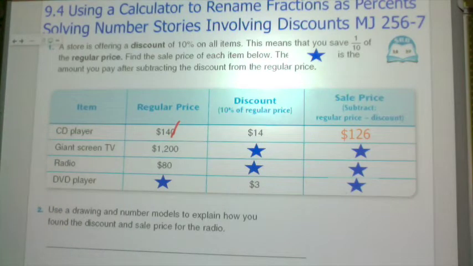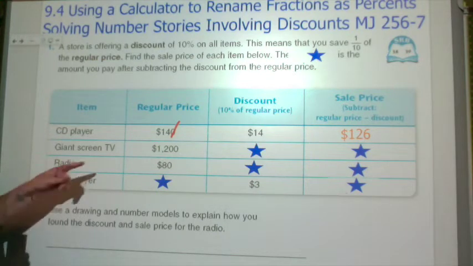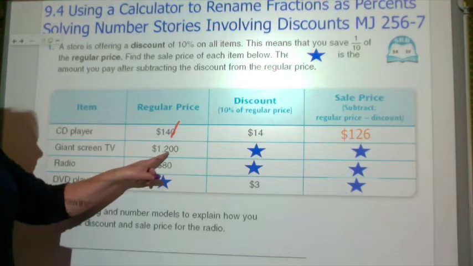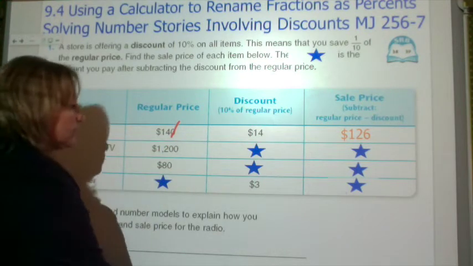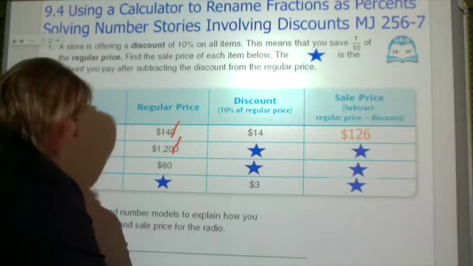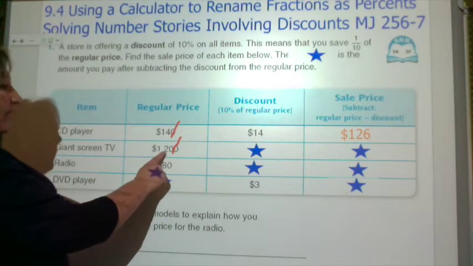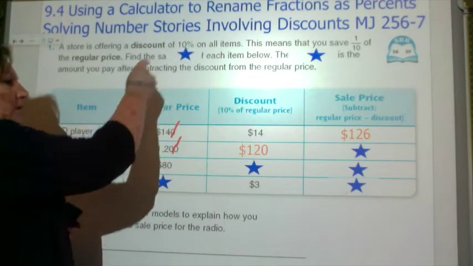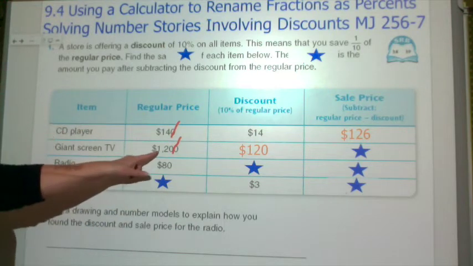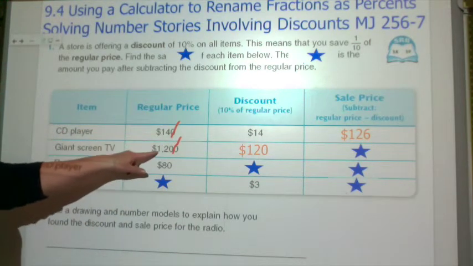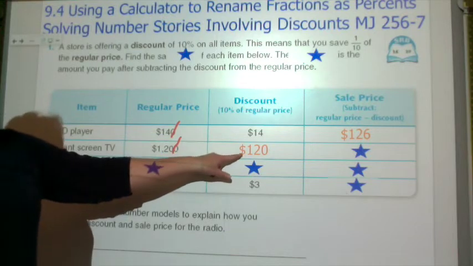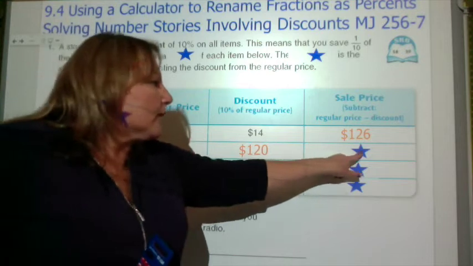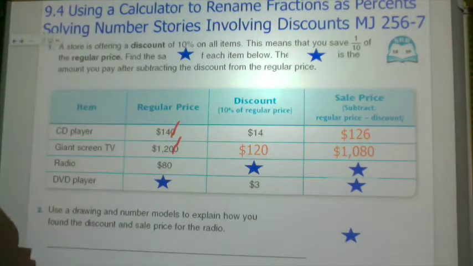Ooh, you came into some money, you're going to go buy yourself a giant screen TV. We want to know what 10% off is. So it is $1,200. Let's take off that zero. I get $120 off. On your calculator, take $1,200, that's the original price, but I'm going to save $120, so I'm going to subtract that $120, and I should end up with $1,080.